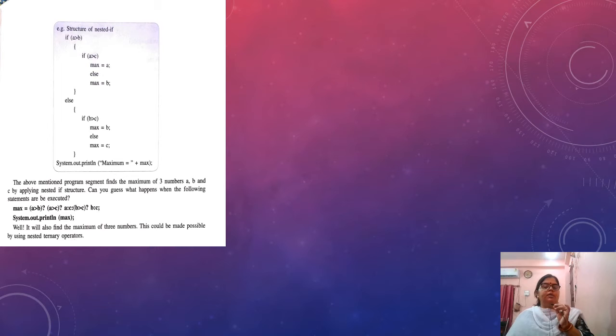In the previous PPT you all learned about the ternary operator. It is a single line statement. See, according to the ternary operator, how we do this. It is a single line, then print maximum. In this, if A is greater than B, then check if A is greater than C. This question mark is for if. This is the sign of the ternary operator. Then A or C, otherwise if B is greater than C, then B or C.